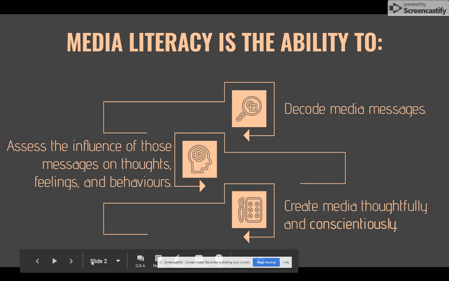In this course, we will more than likely focus most of our energies towards the top two pieces of media literacy, the top two concepts here about decoding media messages and assessing their influence. If time allows, we may delve into the creating media piece, but we believe that most of our focus will be on these top two concepts.